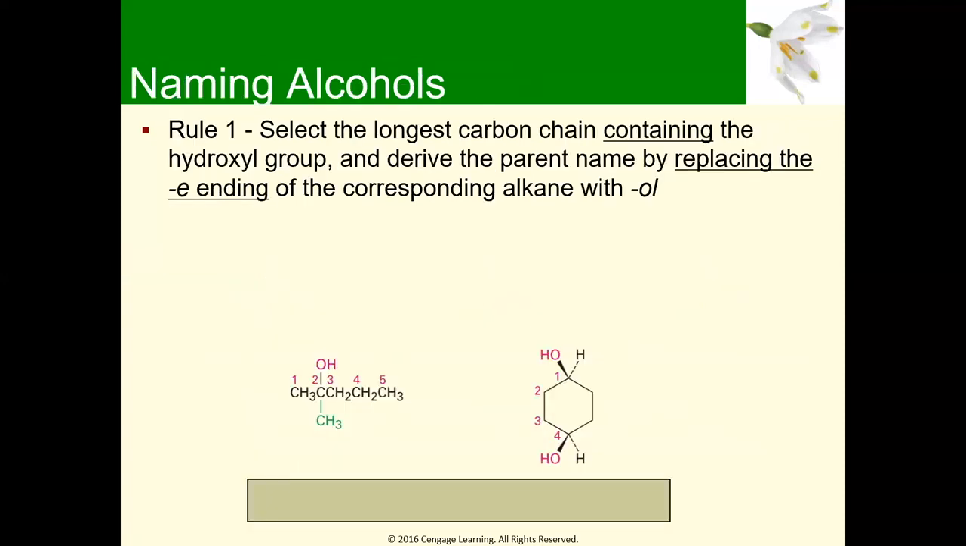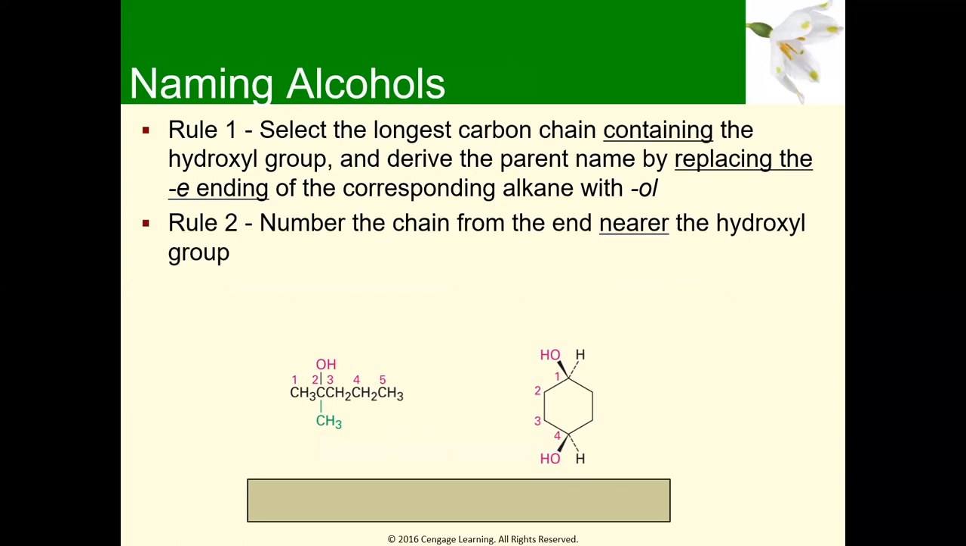So we'll go ahead and remind ourselves of the different rules of naming and give you some examples. So remember that rule number 1 is that the longest chain needs to include the functional group. So in this case, that longest carbon chain that's going to dictate the parent name must include the OH group, must have in it, in the chain, the carbon that is connected to the OH group. So select the longest carbon chain containing the hydroxyl group and derive the parent name by replacing the E ending of the corresponding alkane with OL.